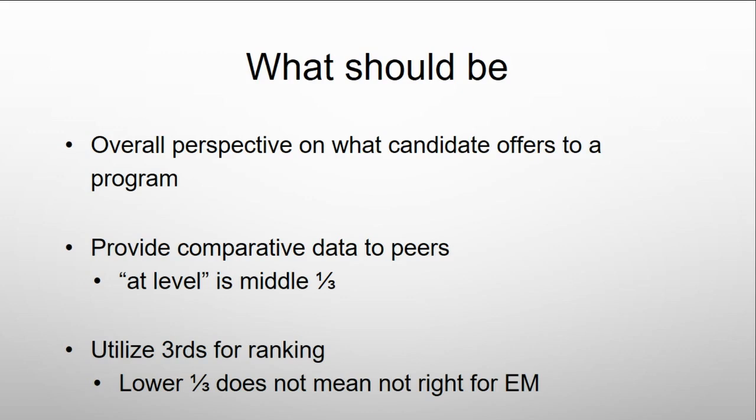And it's not really meant to be, this student shouldn't go into EM. It should be, again, that middle third, that at level, that's going to be your middle third of your students. So you're going to have a third who are above peers, and a third that are below peers. But just by saying that a student is in the lower third, it doesn't mean they're not right for EM.